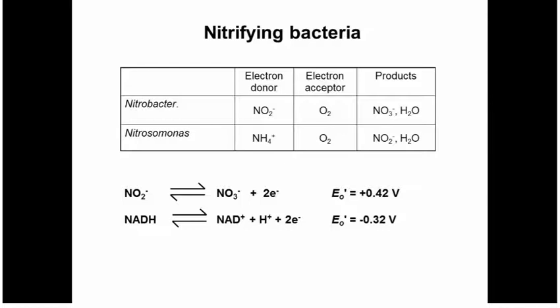Nitrifying bacteria. Nitrosomonas will use ammonium as the electron donor and oxidize it to nitrite using oxygen as the electron acceptor, and then Nitrobacter will take the nitrite and oxidize it to nitrate. So these are called nitrifying bacteria because in the soil or in water treatment plants, in the presence of oxygen, they transform all the toxic ammonia compounds into nitrate, which can be assimilated by plants.